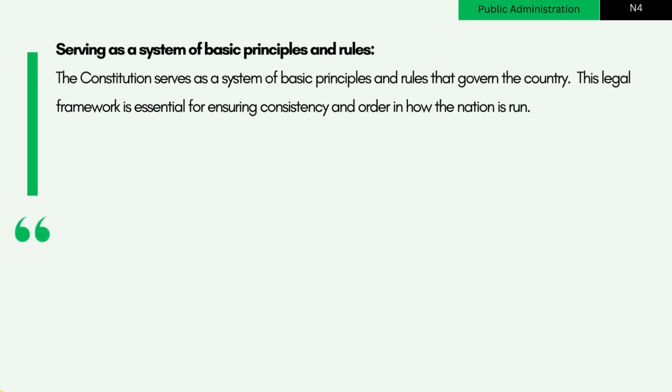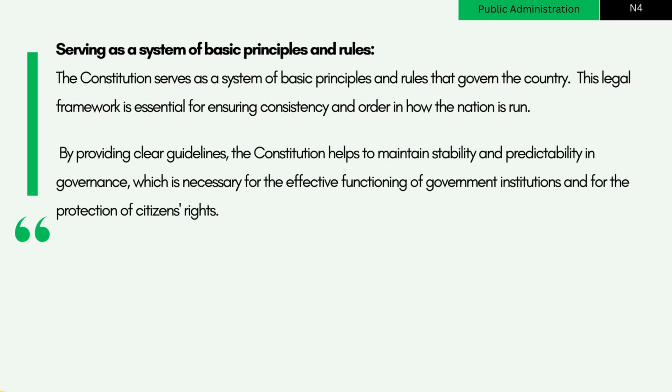6. Serving as a system of basic principles and rules. The Constitution serves as a system of basic principles and rules that govern the country. This legal framework is essential for ensuring consistency and order in how the nation is run. By providing clear guidelines, the Constitution helps to maintain stability and predictability in governance, which is necessary for the effective functioning of government institutions and for the protection of citizens' rights.